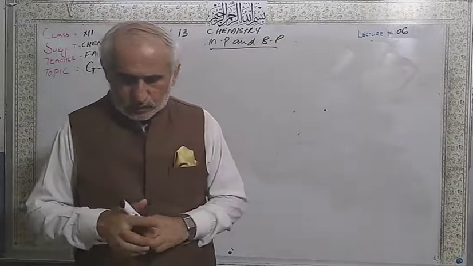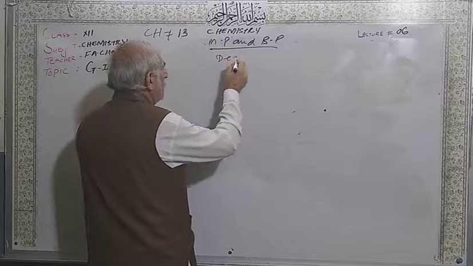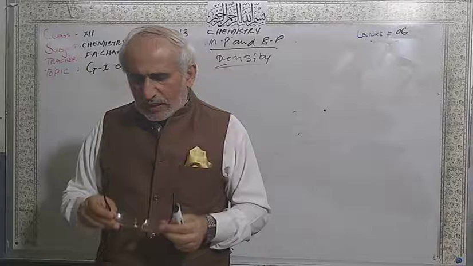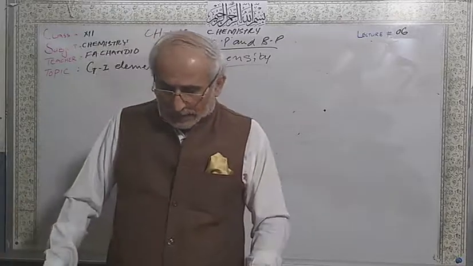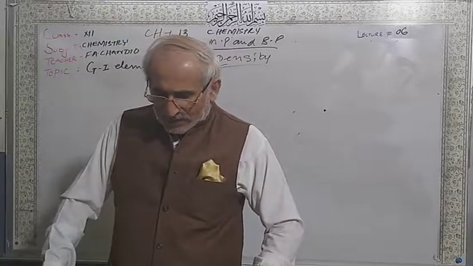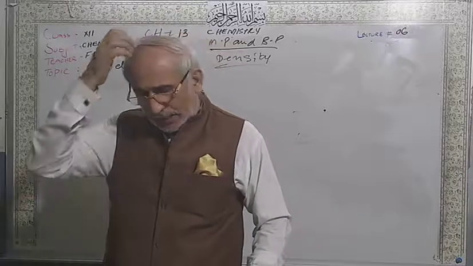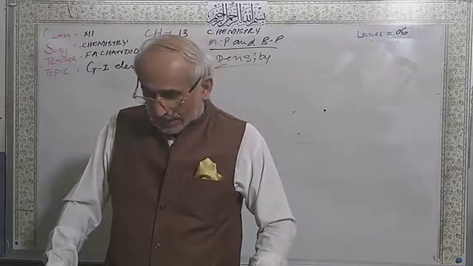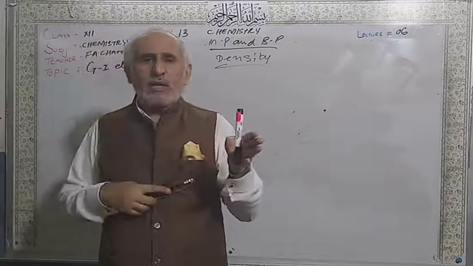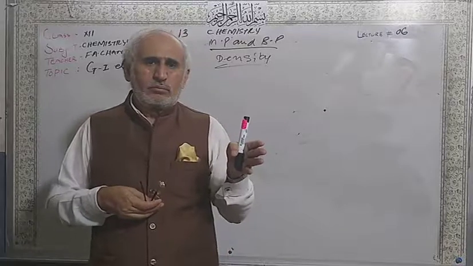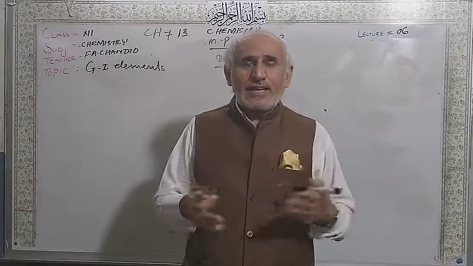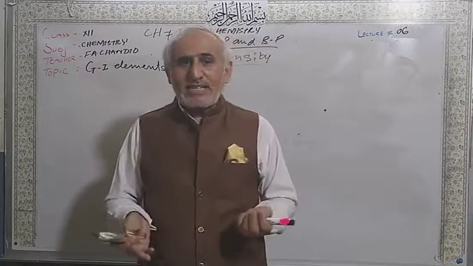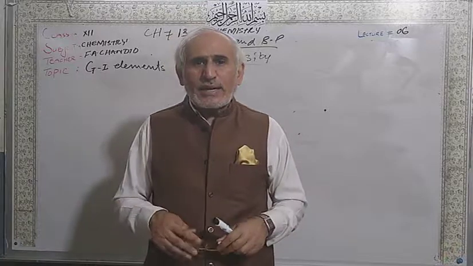Density. Density of the group number 1 elements. The alkali metals have quite low density due to their large atomic volumes. If you see lithium, it is very low, which is unusual. We say there is no rationalization; these are not rationalized. It is an unusual character.